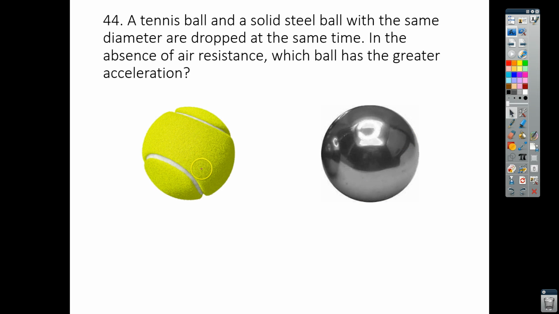And then number 44, which is the last one, a tennis ball and a solid steel ball with the same diameter dropped at the same time, so they're both falling. In the absence of resistance, which one has a greater acceleration? Remember, they both accelerate at g, so they would have exactly the same acceleration.